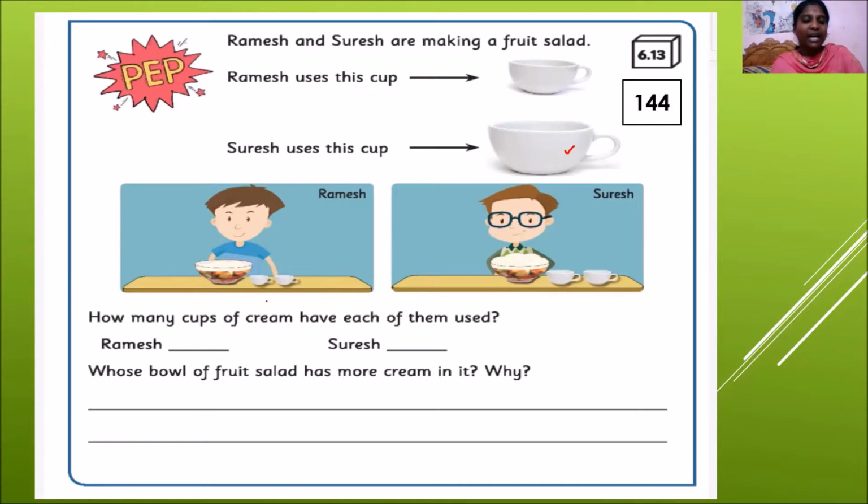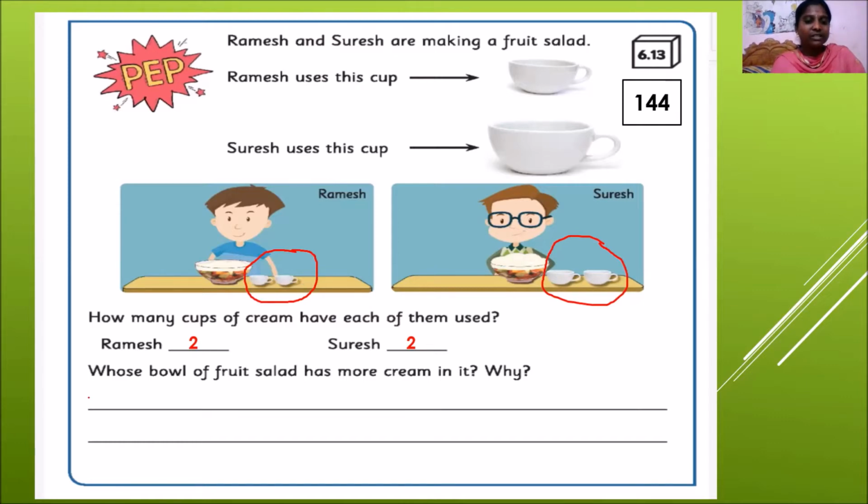From that we are going to answer the following two questions. The first question is, how many cups of cream have each of them used? Look at the picture carefully, children. Here Ramesh used 2 cups of cream. The same way Suresh also used 2 cups of cream. So the answer is 2. Ramesh used 2 cups. Suresh also used 2 cups. Both of them used 2 cups of cream only. But there is only one difference, the size of the cup.